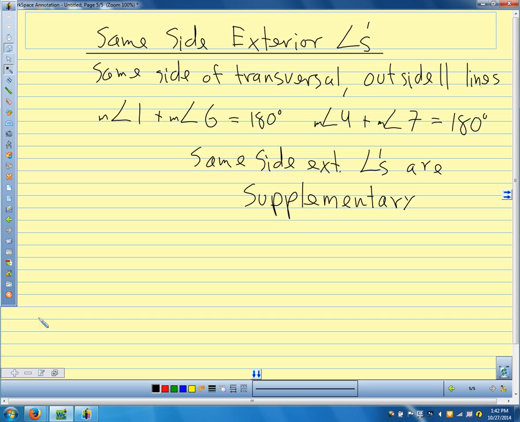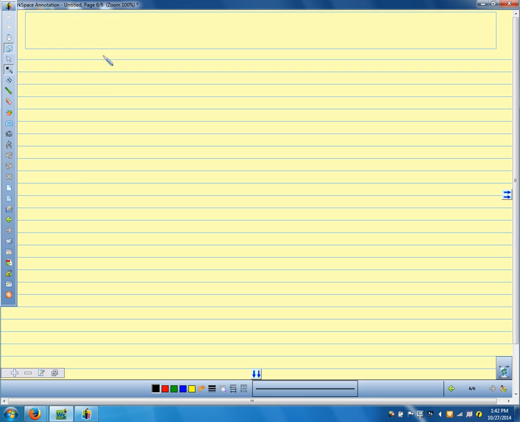All right, so let's finish up. Let's finish up our graphic organizer at the small boxes at the very bottom. Vertical pair.